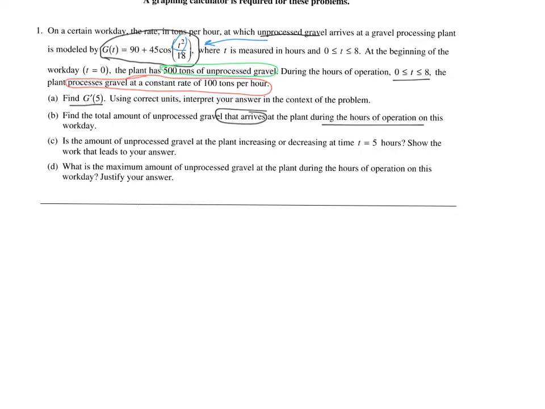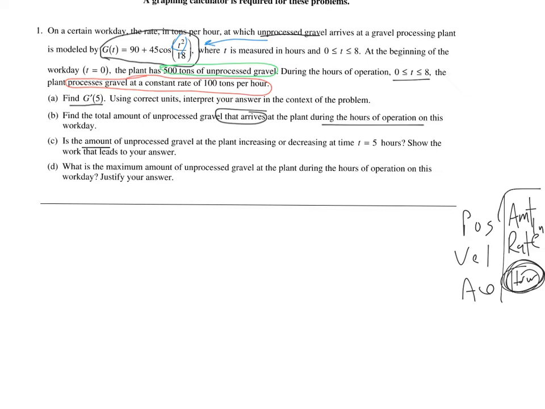For part C, is the amount of unprocessed gravel, so that's an important word there, is the amount of unprocessed gravel increasing or decreasing? Well, let's think about this, guys. It's kind of like before when we did position, velocity, and acceleration. This is the amount of gravel. This is the rate at which it is coming in or out, and acceleration would be how that's changing. That's like what we did on part A right here.